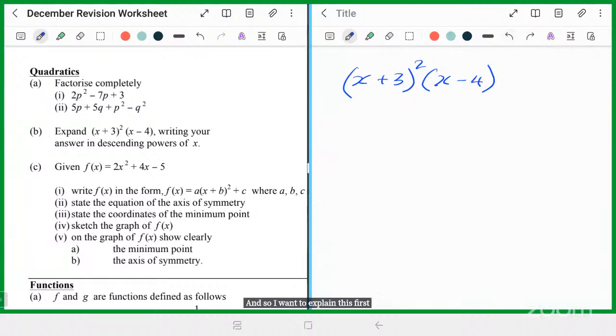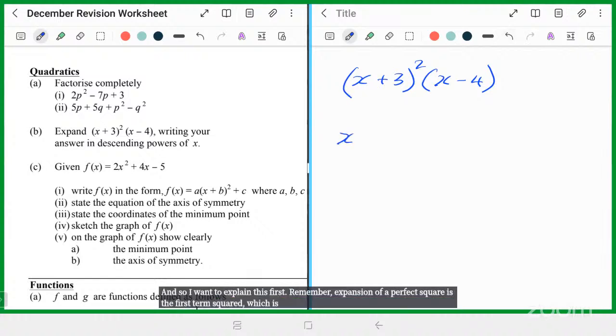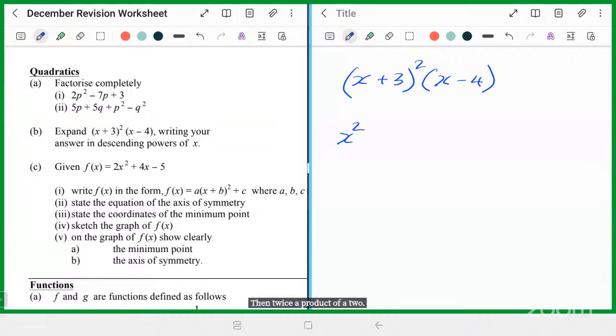Remember, the expansion of a perfect square is the first term squared, which is x squared, then twice the product of the 2. How do you do twice the product of the 2? You multiply the 2 things first, you will get 3x, and you double that to 6x. So the middle term is 6x. You do the second term squared here, which is a 9. And that is the result from expanding this perfect square. You multiply that now by x minus 4. Very good so far?